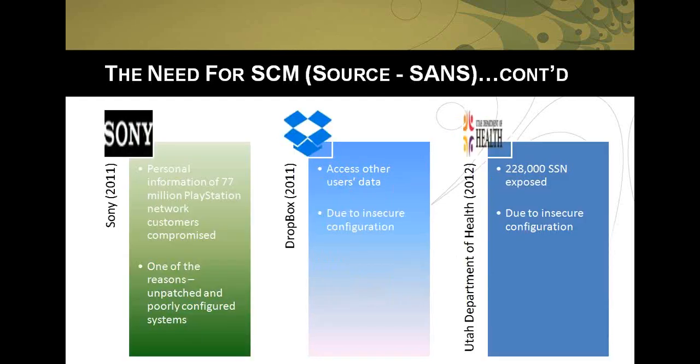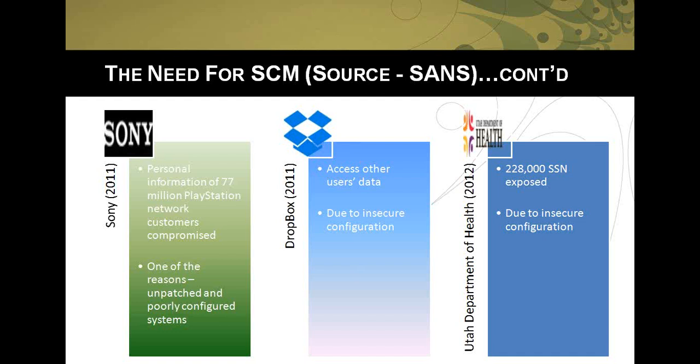Sony, one of the largest consumer electronics companies, was attacked in 2011 and users' personal information was compromised due to insecurely configured systems. File hosting service provider Dropbox was attacked in 2011. In this attack, data of other users was accessed. Last but not least, Utah Department of Health, a hospital chain in the US, was attacked in 2012 and millions of social security numbers were stolen.